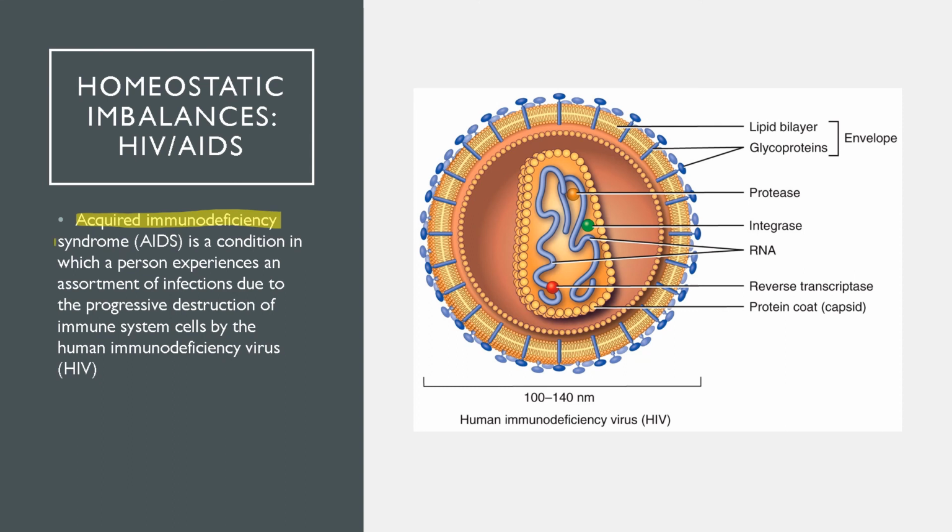Acquired immunodeficiency syndrome, also known as AIDS, is a condition in which a person experiences this telltale assortment of infections due to the progressive destruction of immune cells by the human immunodeficiency virus, or HIV. So AIDS is the condition, whereas HIV is the actual virus. AIDS really represents the end stage of infection of HIV. Essentially, HIV is the virus that kills all of your immune cells so that you really have a minimal immune system. And then AIDS is going to be the resulting disease.